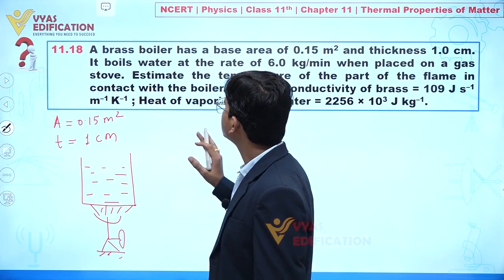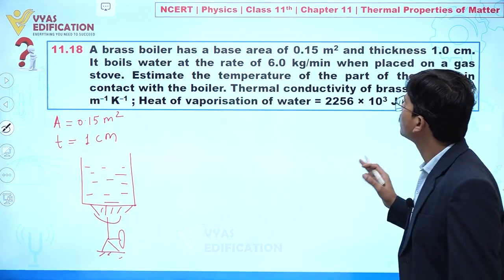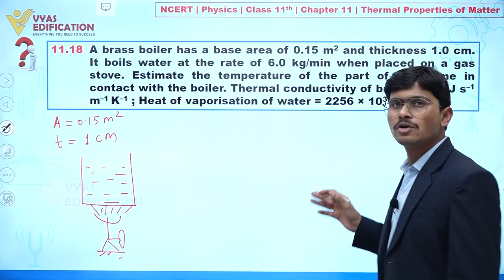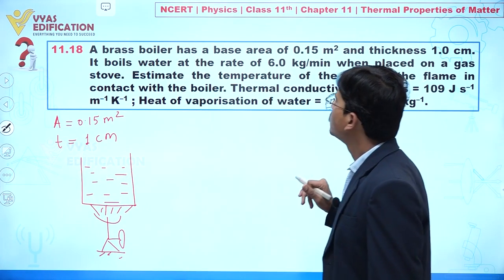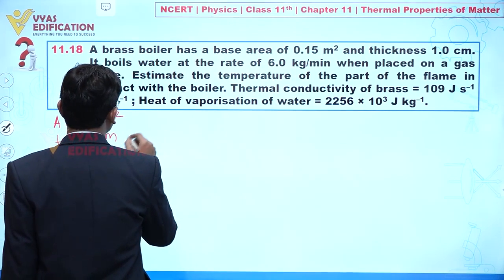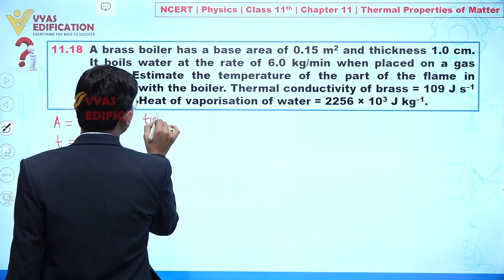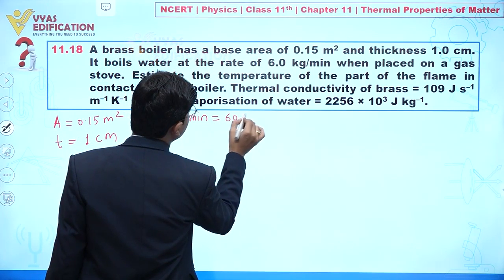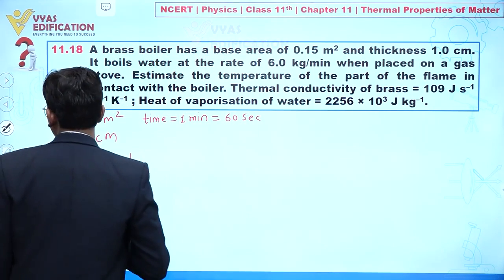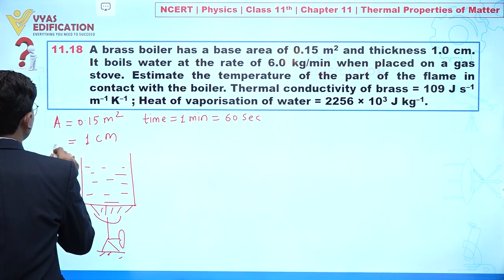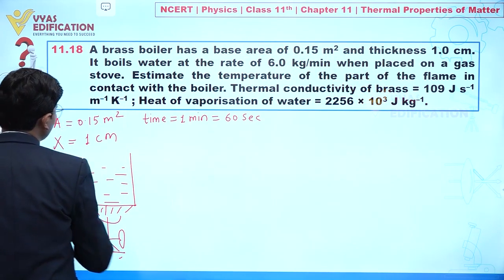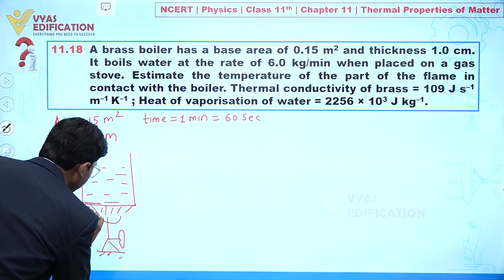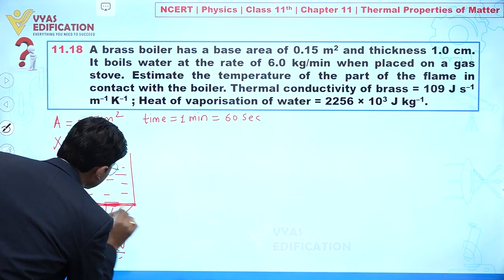It boils water at the rate of 6 kilogram per minute. So time is given, this is 1 minute, or we can say that is equal to 60 seconds. You can assume this thickness is x, so that you will not confuse it with time. So x is 1 centimeter. Actually this is the thickness, 1 centimeter.